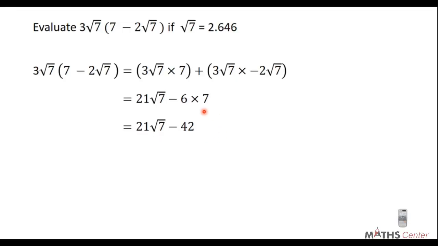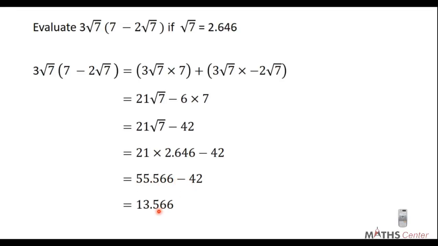Now as you can see, this is in its simplest form, since square root of 7 can't be reduced any further. So you can now substitute this in here. So we have 21 times square root of 7, which has been given to us as 2.646. So 21 times 2.646 minus 42. 21 times 2.646 will give us 55.566, then minus 42. So you punch this on your calculator, you're going to get 13.566. So the value of this is 13.566.